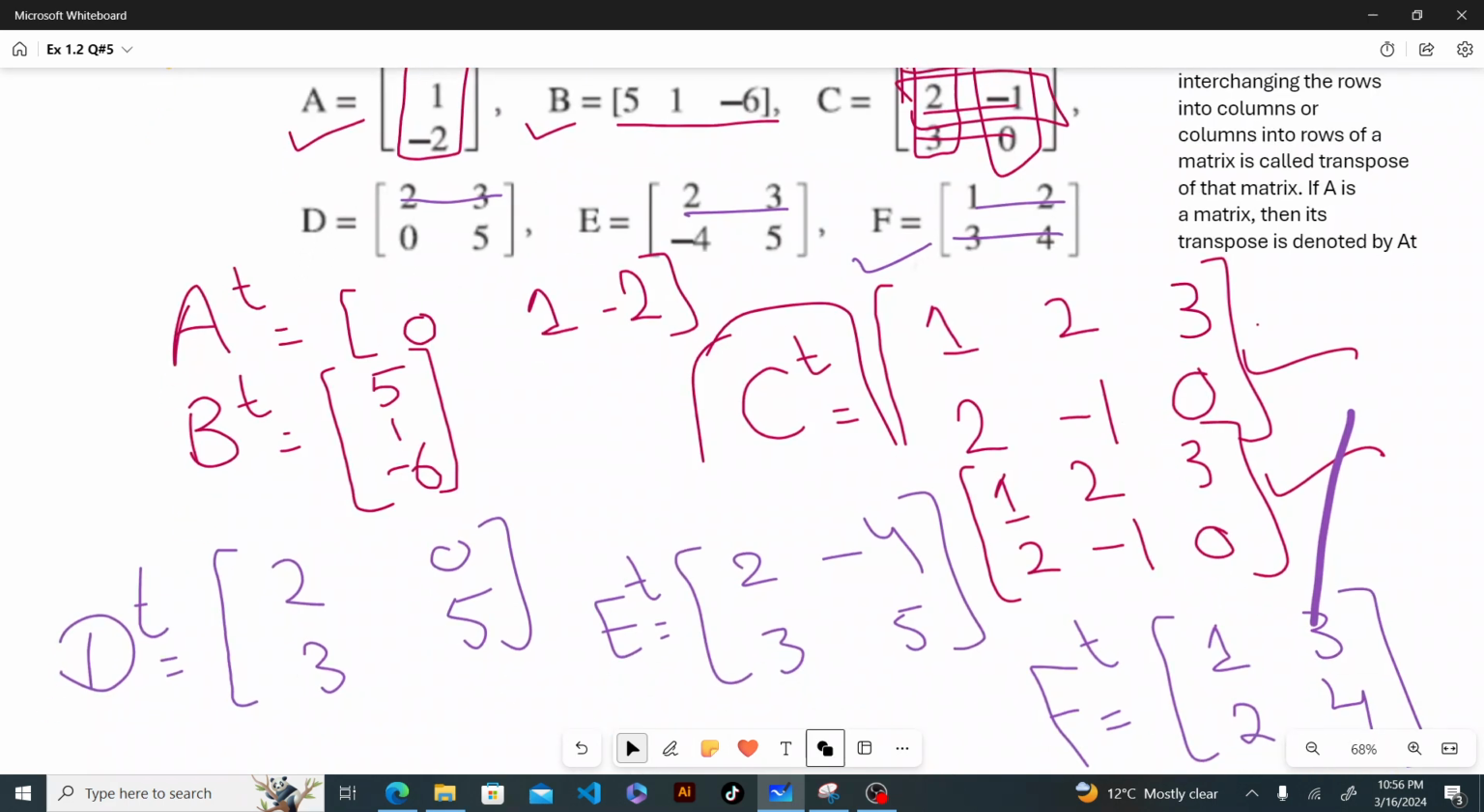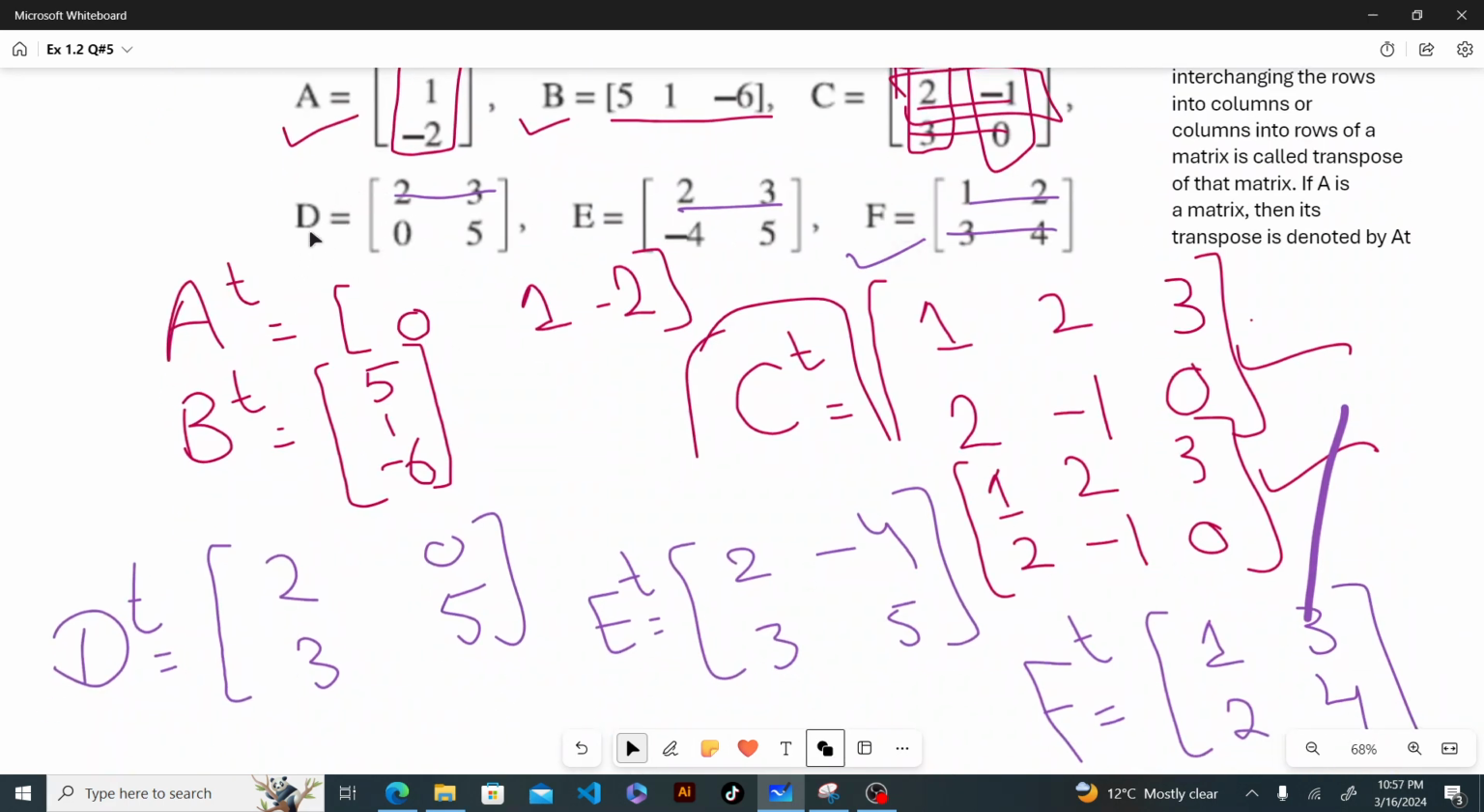Then for the other three parts, for D, 2, 3 for the first and 0, 5 in the column. For E transpose, 2, 3 became the first column and minus 4, 5 became the second column. Then for F transpose, 1, 2 became the first column by interchanging this row into the column, and 3, 4, the second row, became the second column.